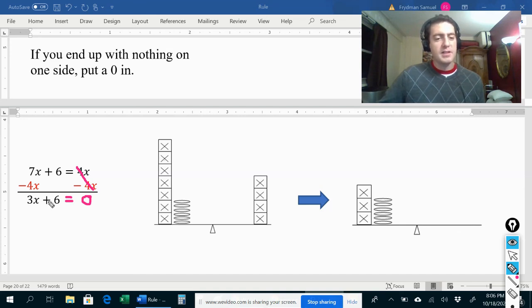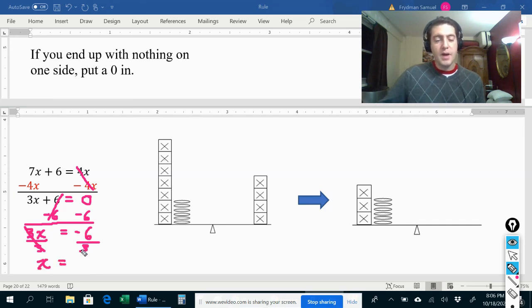The inverse of addition is subtraction, so I'll subtract 6 from both sides. So I have 3x is equal to 0 minus 6, which is negative 6. And then to get rid of the 3 here, I'll divide by 3. So now I have x is equal to negative 6 divided by positive 3, which is negative 2. So that means that each x box has the weight of -2 stones.